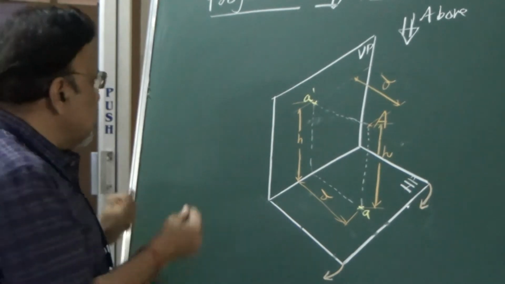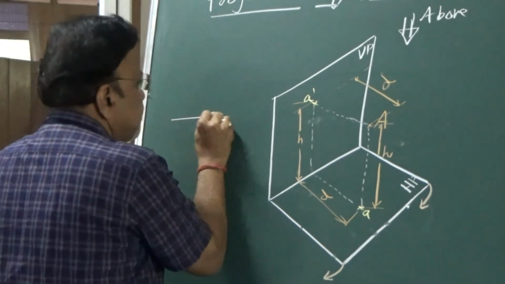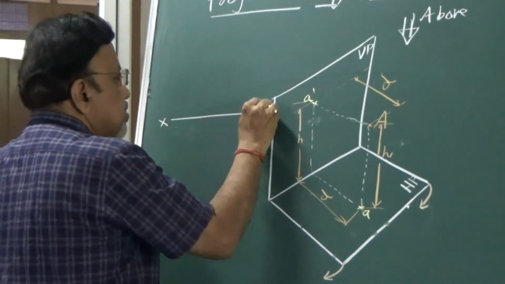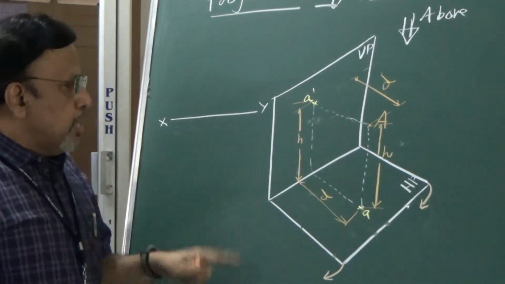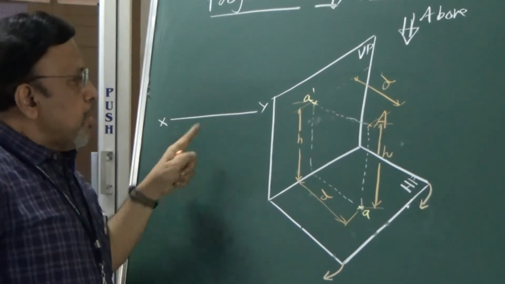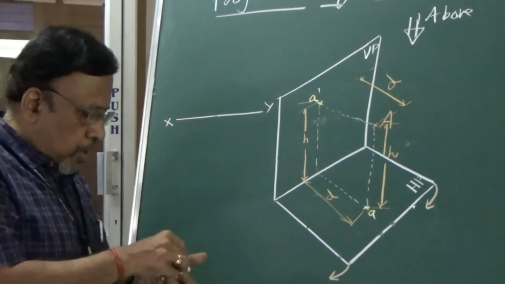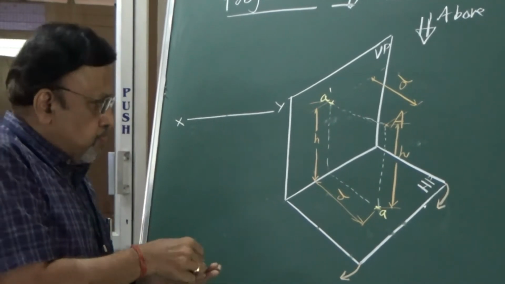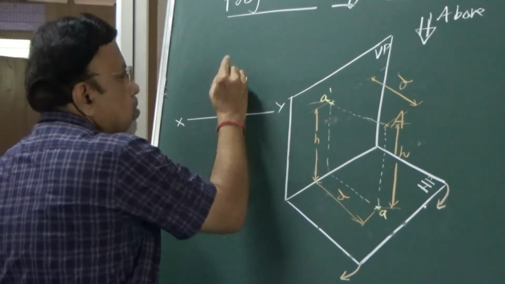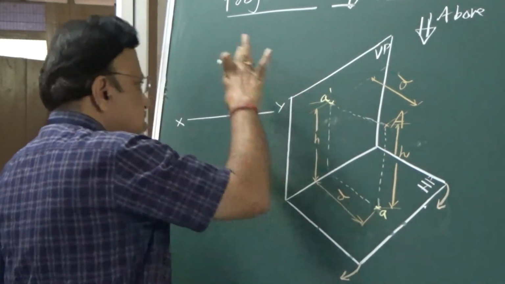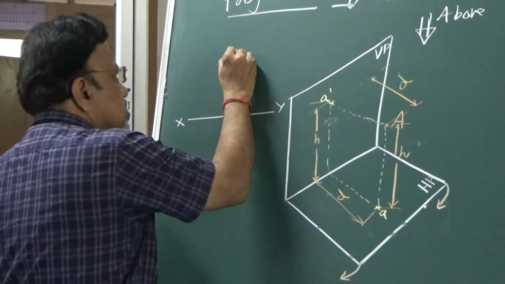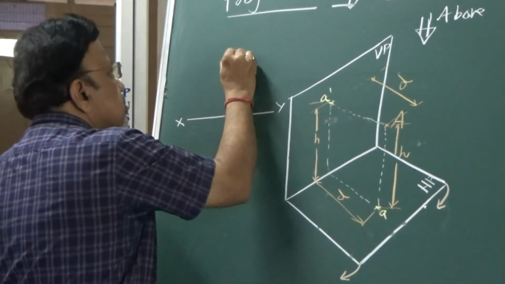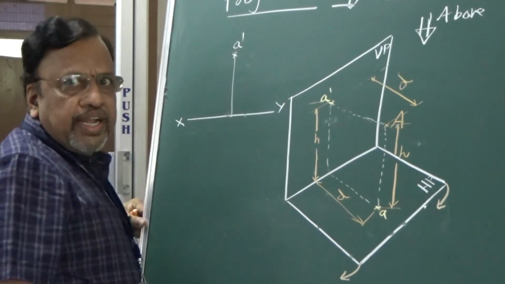So what is the orthogonal projection? I will draw the XY line. The XY line is the intersection of HP and VP. Then the front view will be above the XY line. So let me consider this distance and put it here. You can just see this. I am just getting this. This is point A dash.